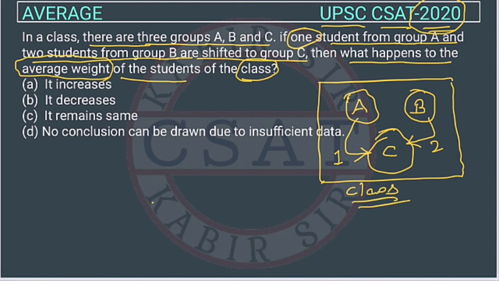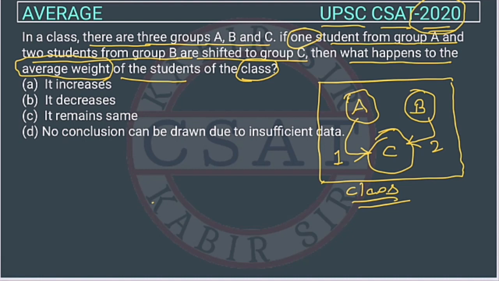So this is a very easy question, but this is a very good question because here they are asking about the basic concept of average, right? Like how the average works. So here we have to understand that, and many students were not able to answer this question, and even if they answered, they were marked wrong, right? So how will we solve it? See, one student is shifting from A to C and two students from B to C.